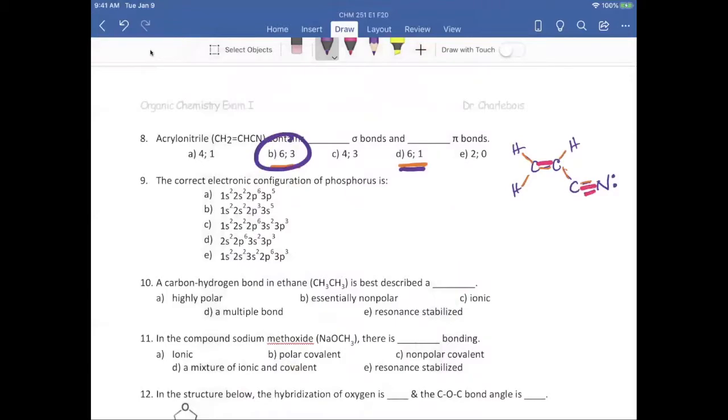What is the electron configuration of phosphorus? It turns out the answer is C. So we have a total of 15 electrons in phosphorus in the ground state. And so this one adds up to 15, but it adds up to it in the right order. We have 1s2, then 2s2, 2p6, and then we have 3s2, 3p3. So C is the correct answer. Some of these are just in the wrong order or they're skipping orbitals.